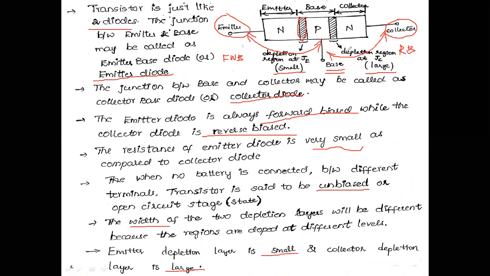I can treat that circuit as open circuit condition or unbiased condition, as we can say. Unbiased condition or open circuit condition. The width of the depletion region will be different because the regions are doped at different levels. Width of these regions are going to be different. Why? Because the doping levels as well as the applied biasing condition, that region is going to be varied.